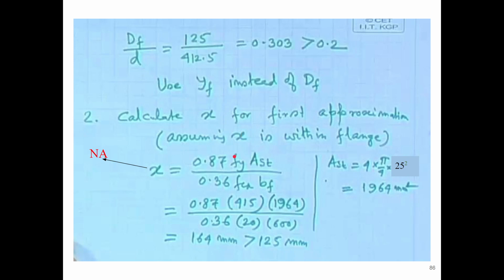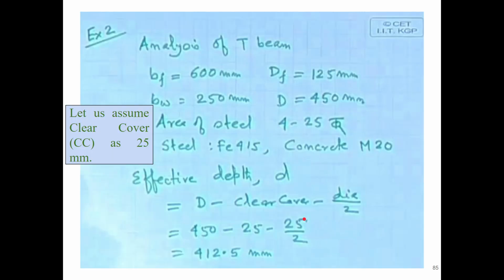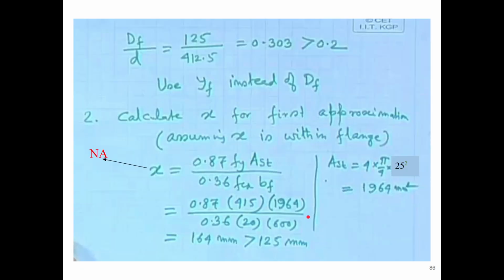Assuming that the neutral axis lies inside the flange only, we take BF. Equating the forces, we get x equal to 0.87 Fy Ast by 0.36 fck BF. Fy is 415, Ast is how much? 1964, right? And fck is 20, and BF is 600. From this we get x value as 164 millimeter.